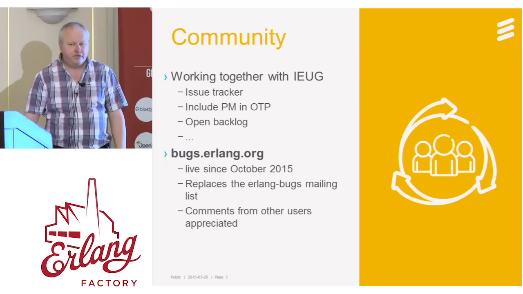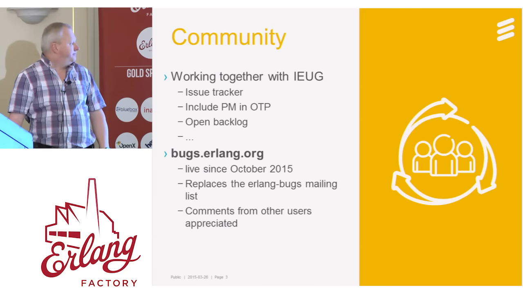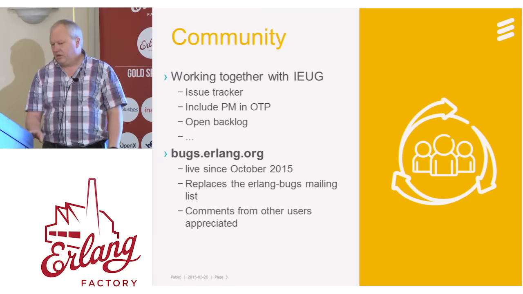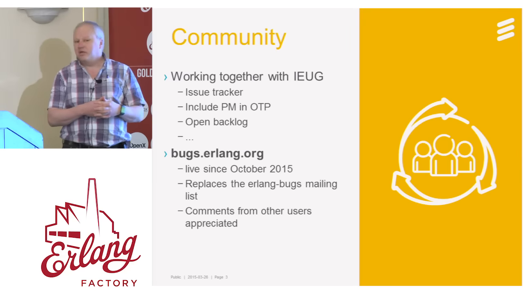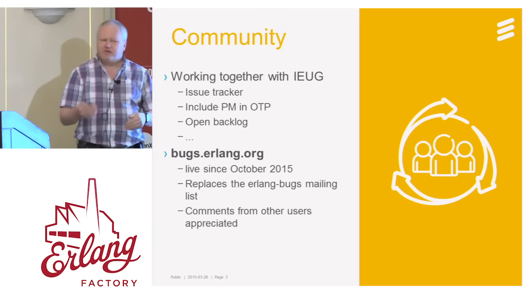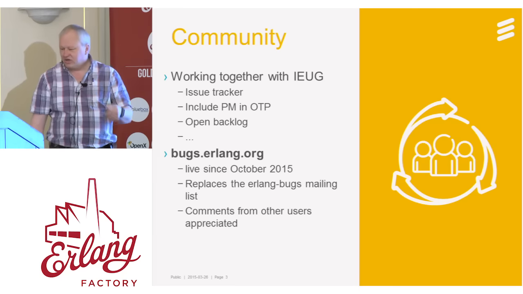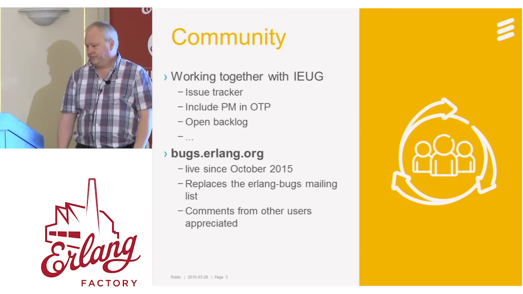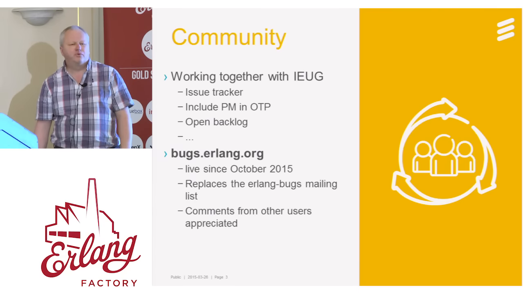When it then comes to the issue tracker, bugs.erlang.org, it's live since October last year, and it replaces the Erlang bugs mailing list for reporting bugs. The mailing list is still active, but it will be phased out someday. So we encourage you to report bugs in this issue tracker. We have got around 100 bug reports so far.